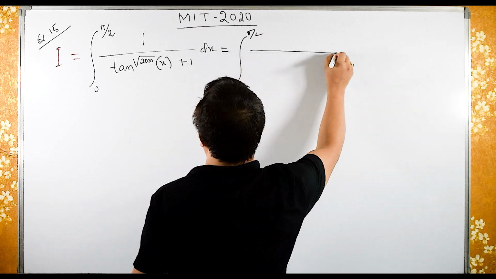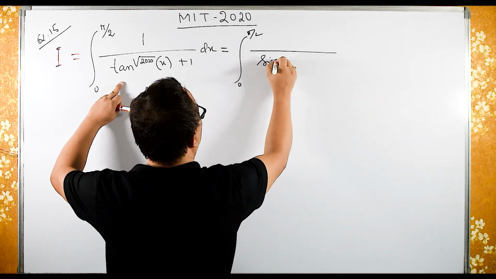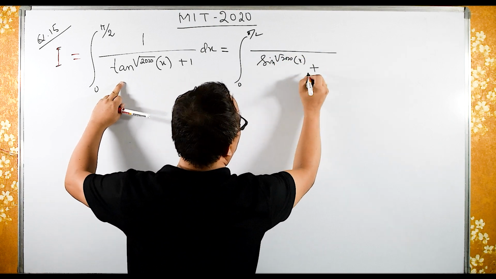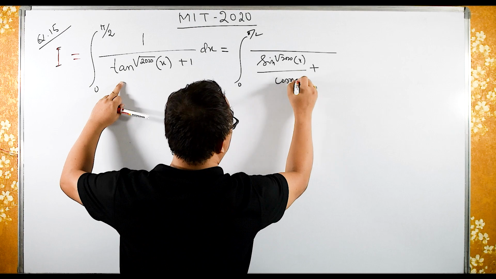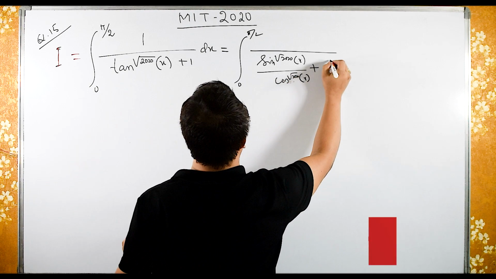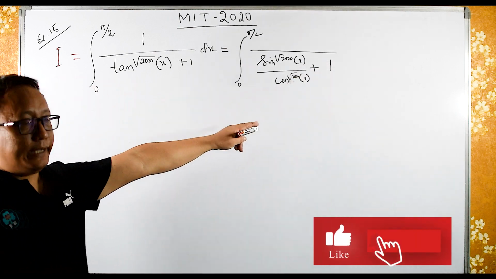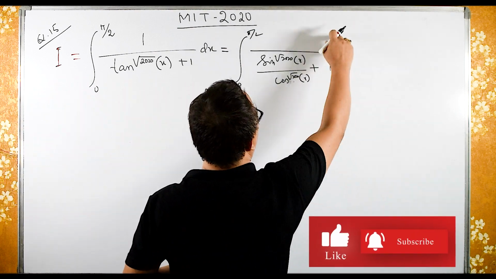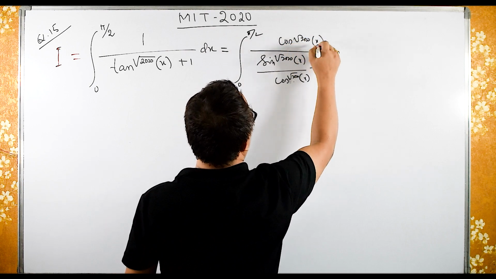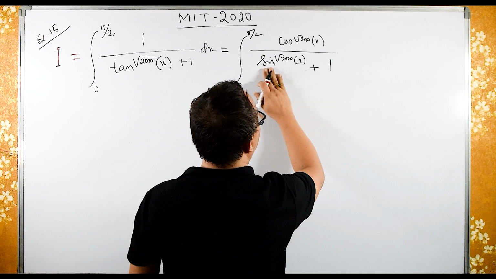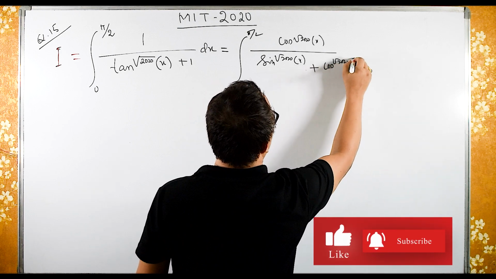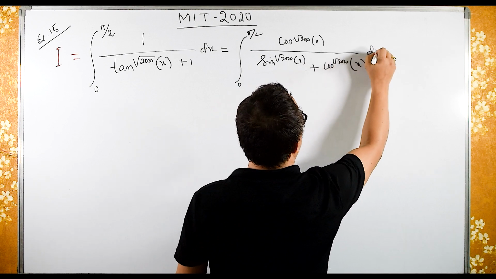So we have sine of square root of 2020 x upon cos of square root of 2020 x. Now let's take the LCM. If I take the LCM and sum up, here we will get cos of square root of 2020 x, and here we will get sine of this plus cos of square root of 2020 into x dx.